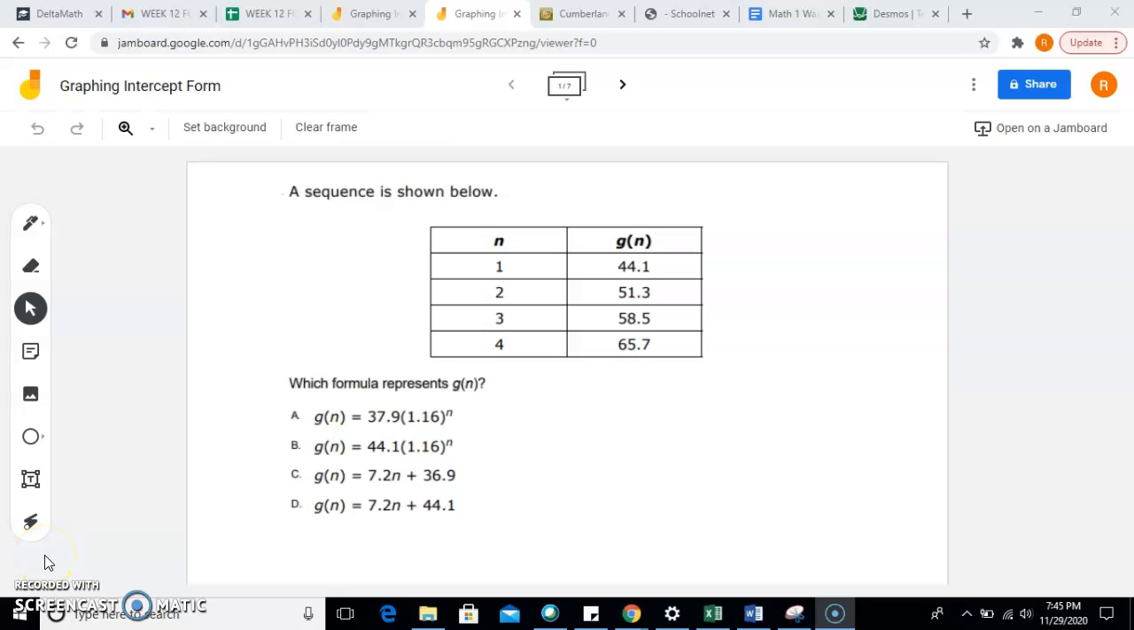So starting with the first one, it says a sequence is shown below, which formula represents g of n. So I can see answer choices A and B are exponential and C and D are linear. Remember, if it's exponential, that means you're multiplying or dividing the same thing, and if it's linear, we're adding or subtracting. The easiest thing for this one is going to be to plug in our values for n.